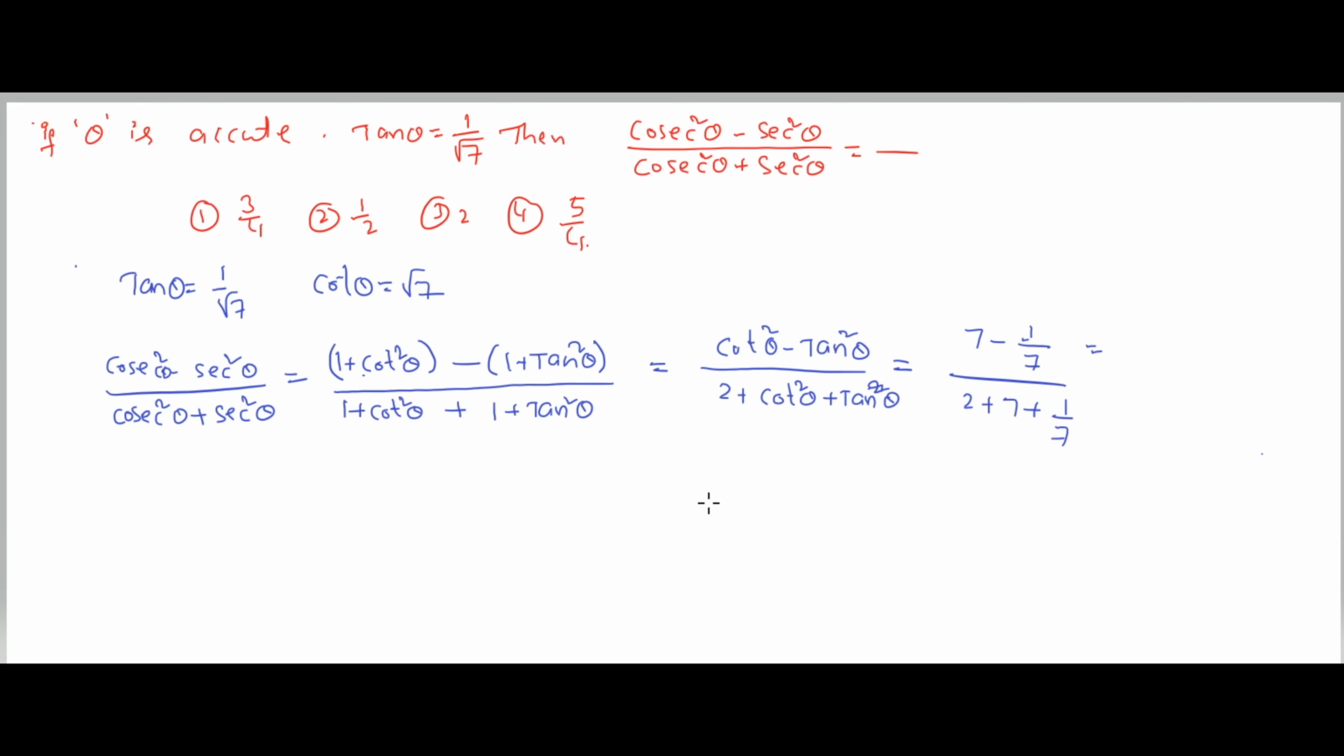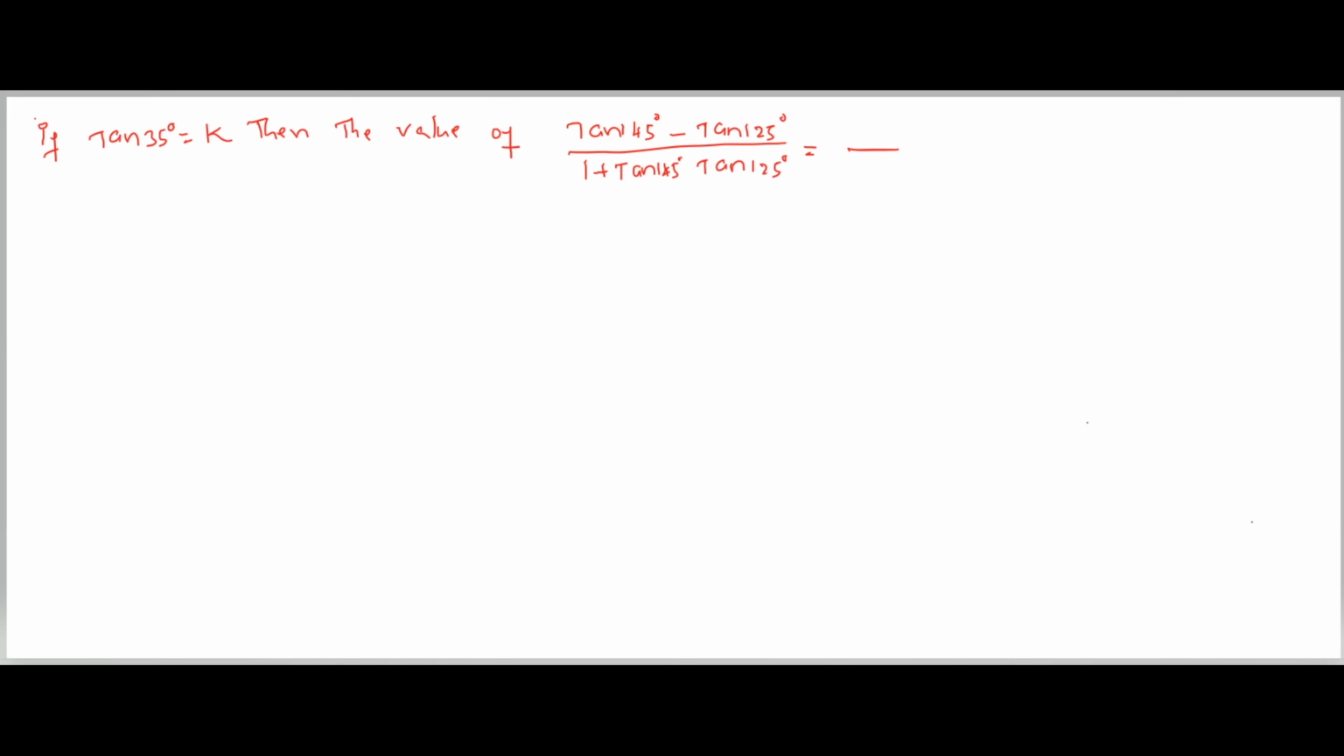So that is equal to 7 into 7, 49 minus 1 by 7, by 7 into 2, 14 plus 49 plus 1 by 7. Here the 7s cancel: 49 minus 1, that is 48, by 49 plus 1, 50, plus 14, that is 64. That is equal to 16 into 3 by 16 into 4. The 16s cancel, that is equal to 3 by 4, that is the first option.